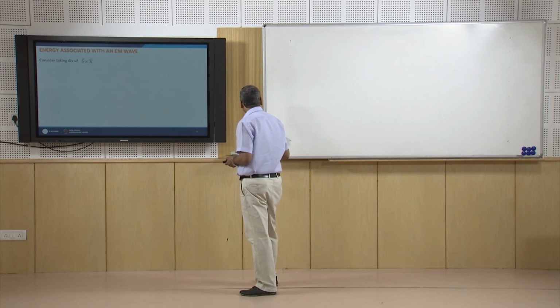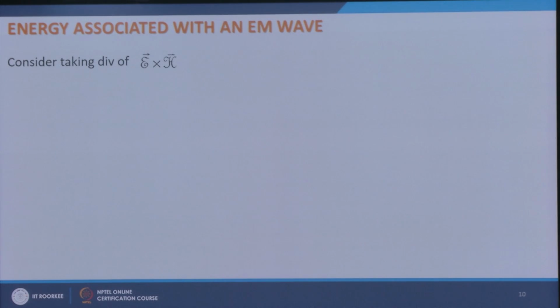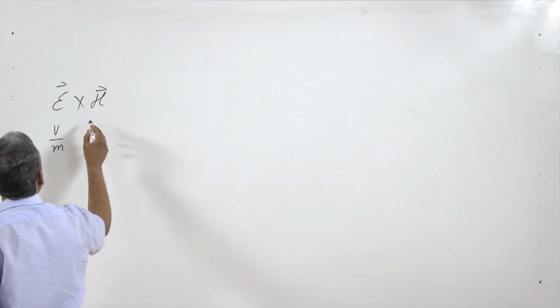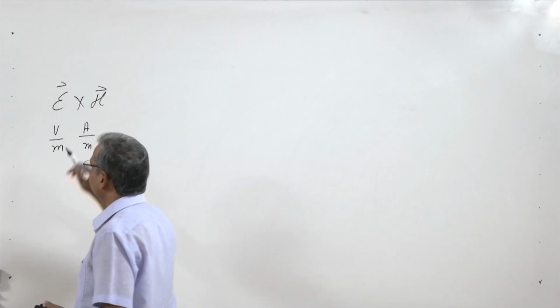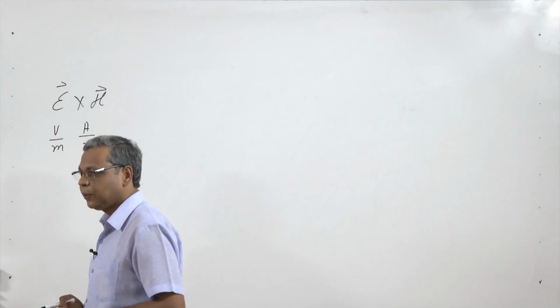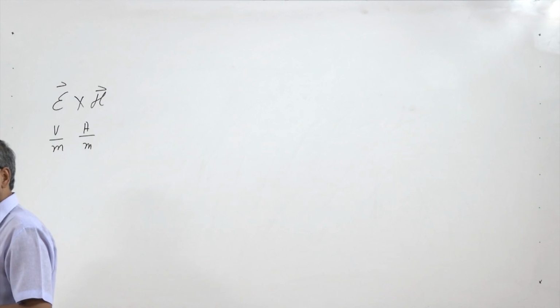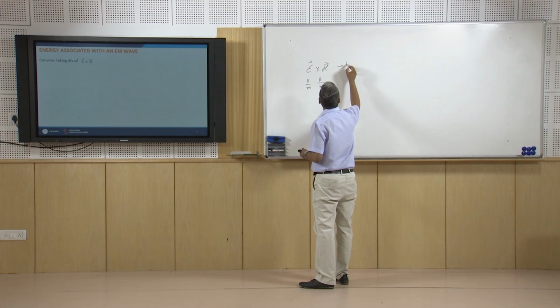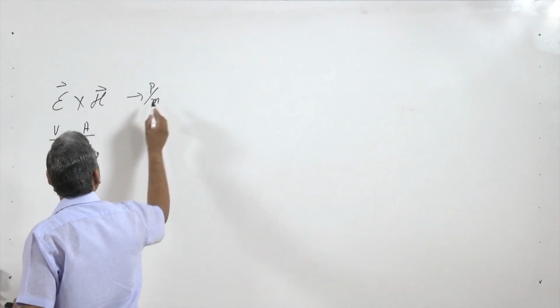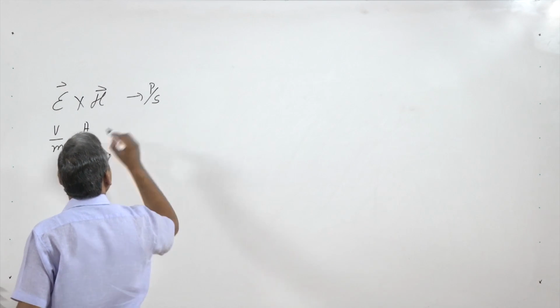And I also notice that when I take E cross H, E is volts per meter and H is amperes per meter. So, volts times ampere will give you power. So, it is power per meter square. So, it is a kind of intensity. It has got the units of power per area, power per unit area. Let us say S.